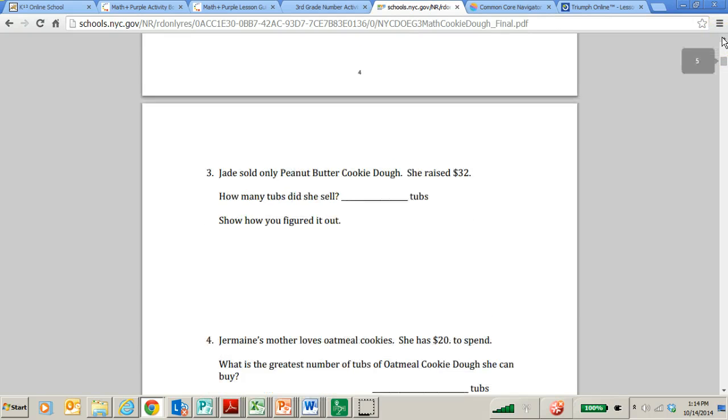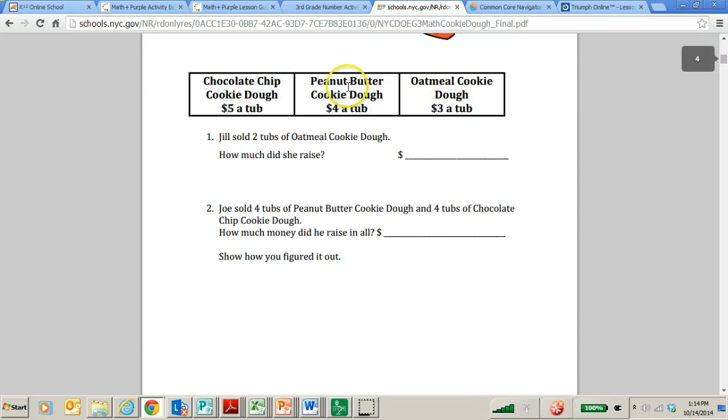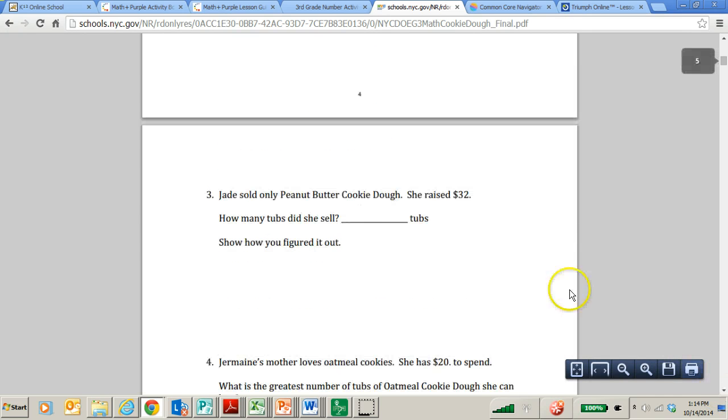If you look back, we know that peanut butter cookie dough is $4 a tub, and we know that she raised a total of $32. How could we figure that out? It's important that students know that this is where we would use division. We start with our total, divide it by 4, and end up with 8. Or we could use repeated subtraction. We have 32 minus 4 minus 4 minus 4 over and over until we get down to 0. So this link that I'll put in the newsletter is a great resource.